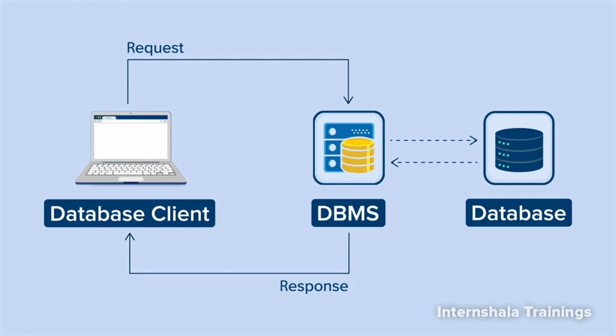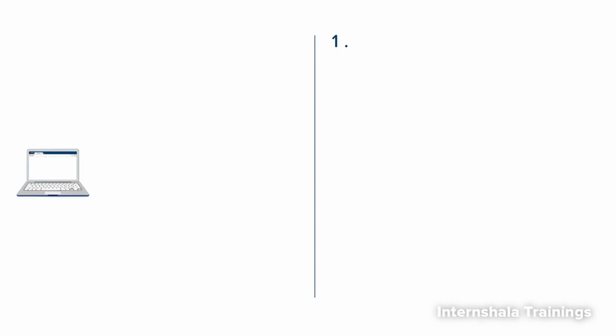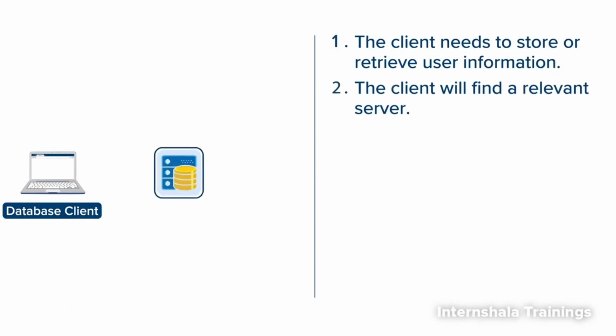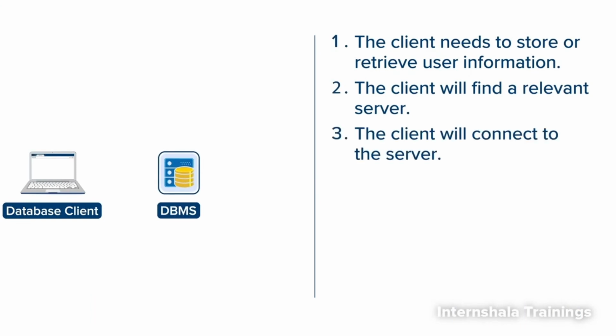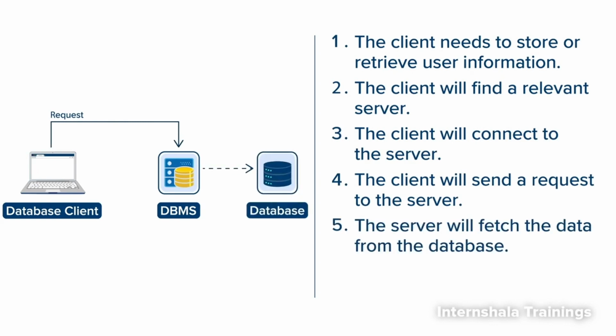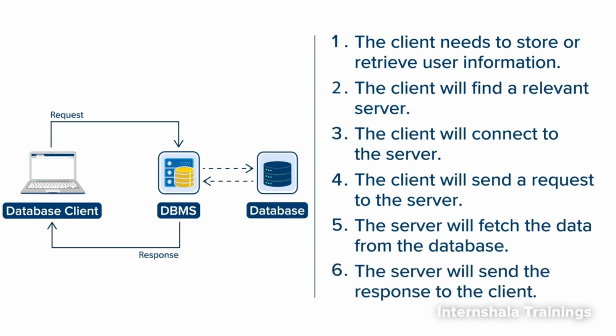Although we have studied in detail the steps involved in client-server communication, let us once again revisit the communication with DBMS acting as a server. So, the communication starts with the client who needs to store or retrieve user information. The client will then find a relevant server, which in this case is the DBMS. The client will then connect with the DBMS so that they can communicate with each other. The client will then send a request to the DBMS to retrieve the requested data. The DBMS, based on the client's request, will fetch the data from the database. And once the data is fetched, the DBMS will send the response to the client.